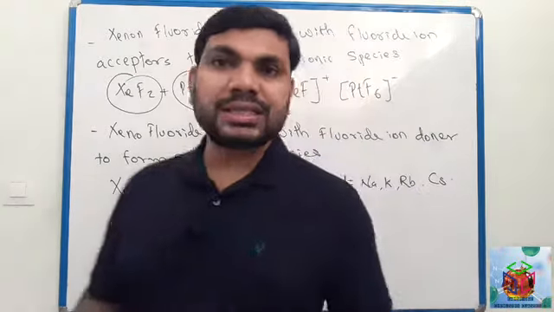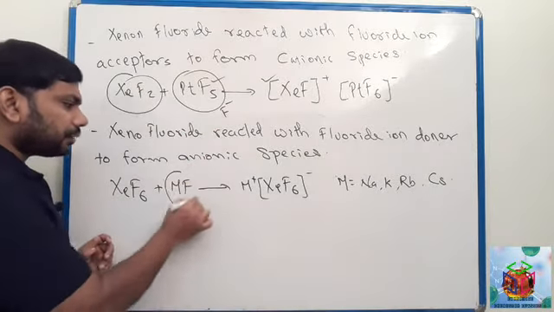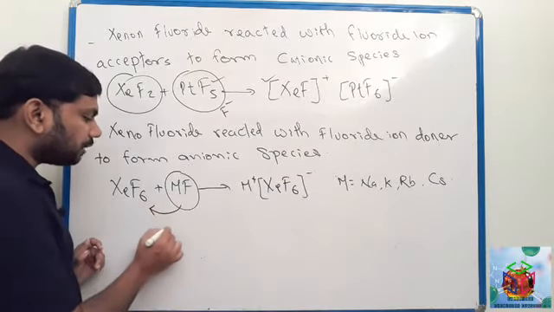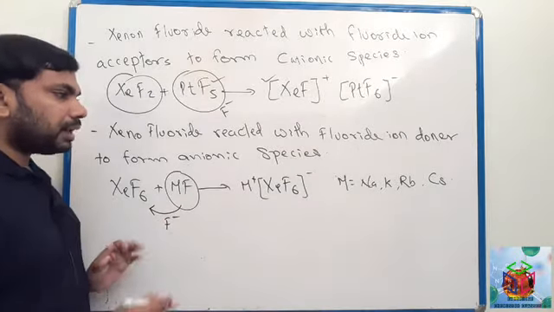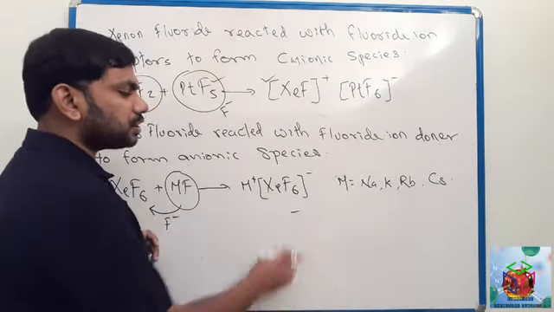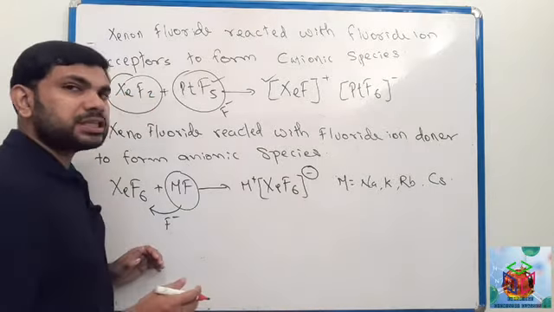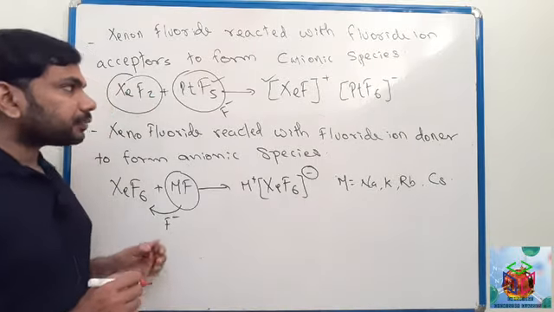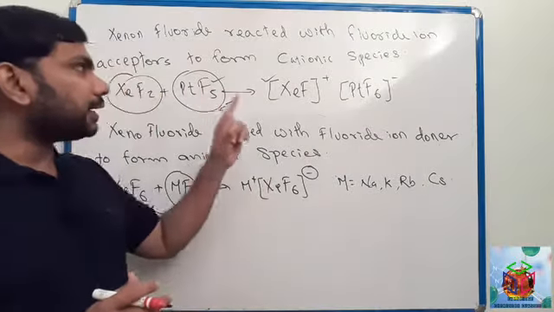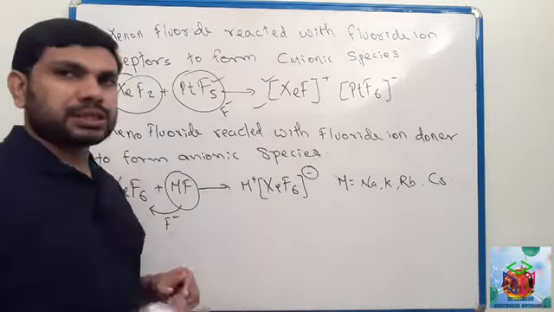Similarly, xenon fluoride reacts with a fluoride ion donor. Here we discussed the fluoride ion acceptor. Next we have to discuss xenon fluoride reacting with a fluoride ion donor. It will donate one fluoride ion. After that, xenon fluoride will change to a negatively charged species, an anionic species will be formed. Clear? So xenon fluoride reacted with a fluoride ion acceptor changes to a cationic species.